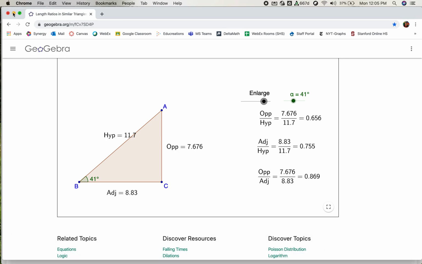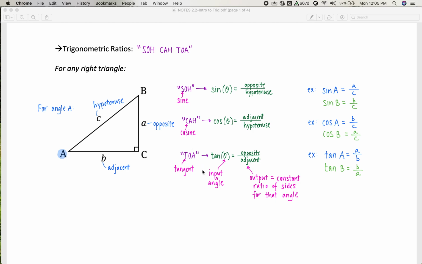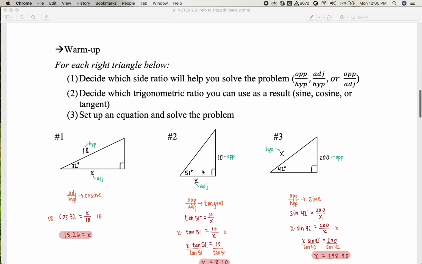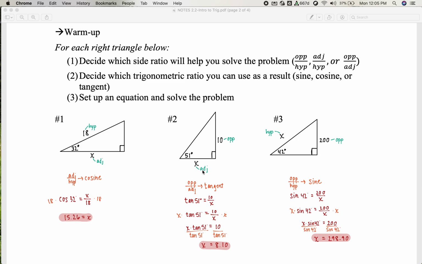Let me get back to the page with our problems here. So let's take a look now at how we can use these ratios to help us solve problems. One suggestion I would make in moving forward here is that before you attempt to write any math on your piece of paper, that you really get squared away in your head which of the three ratios, sine, cosine, or tangent, will be most useful to you in solving the problem at hand.